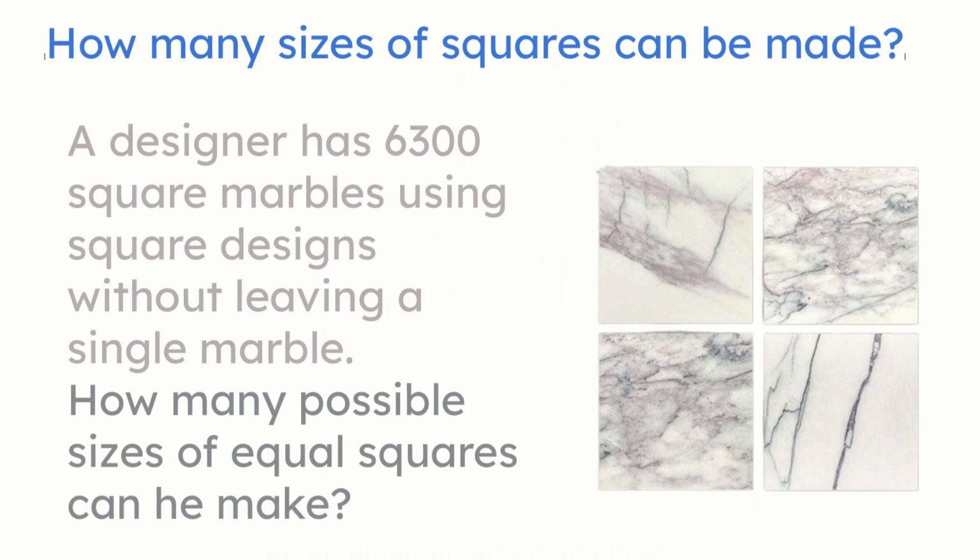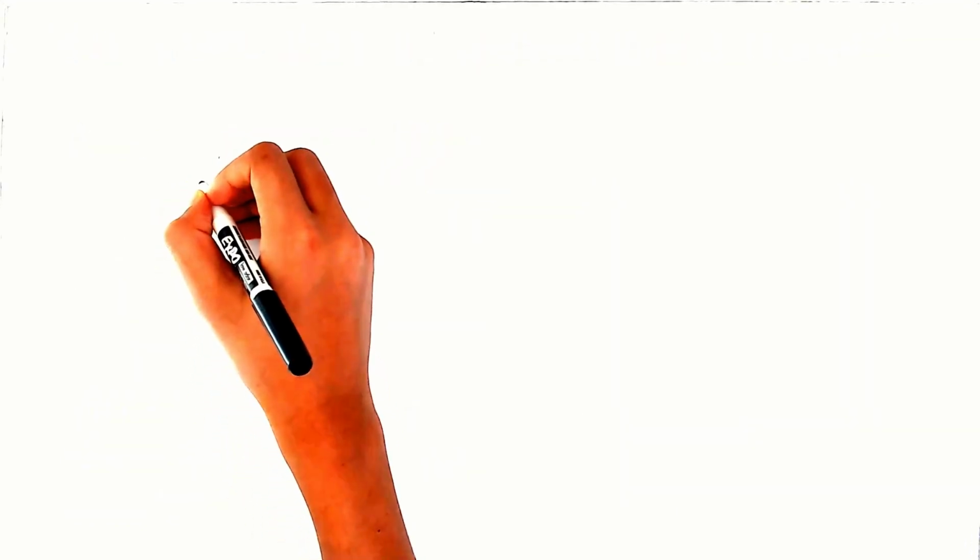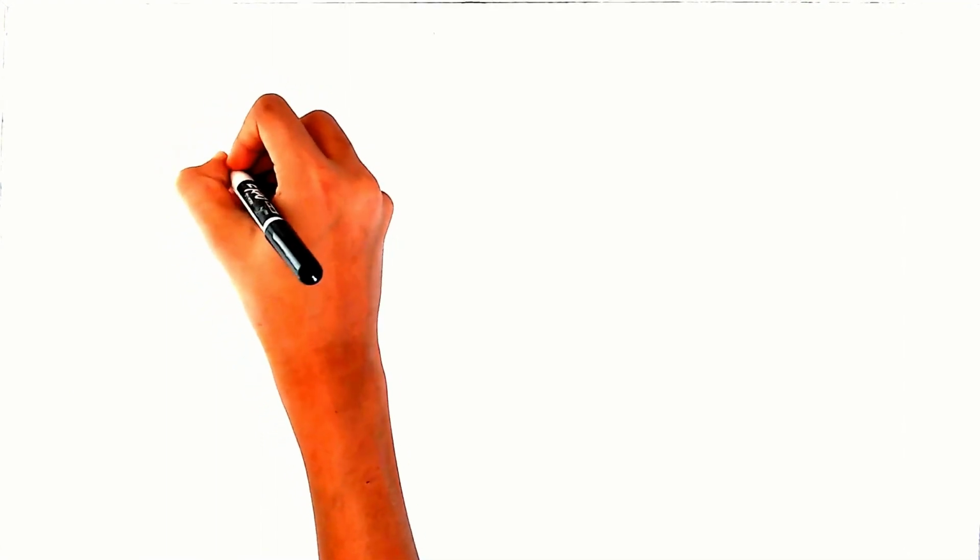So the problem is, a designer has 6,300 square marbles, using square designs without leaving a single marble. How many possible sizes of equal squares can he make? Let's find out! Instead of 6,300, let's use a smaller number. So let's take 12, for instance.